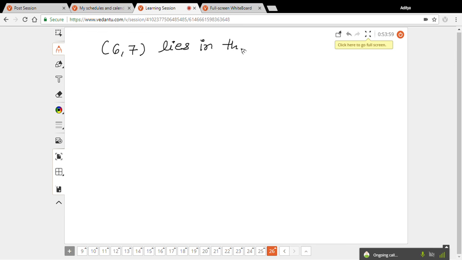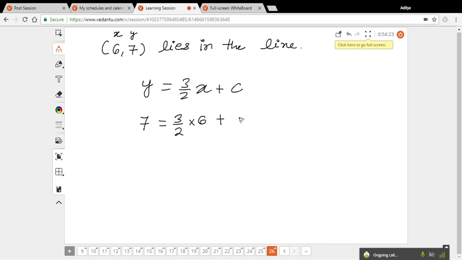Yeah. So therefore, it will satisfy that. So the equation I have got is y equals 3 over 2 times x plus c. At the place of x, I need to put 6. At the place of y, I need to put 7. So 7 is equal to 3 over 2 times 6 plus c. We simplify this.